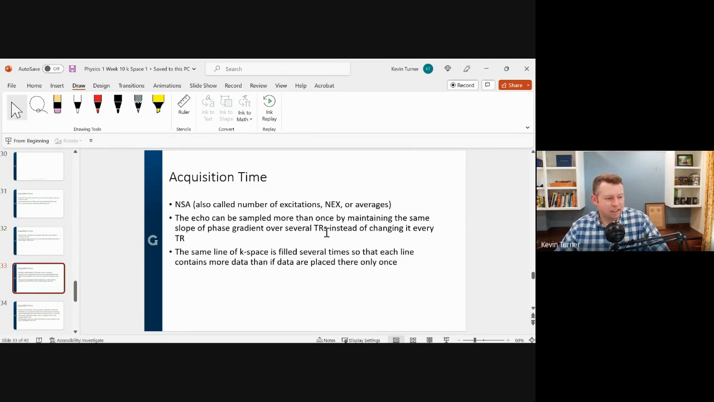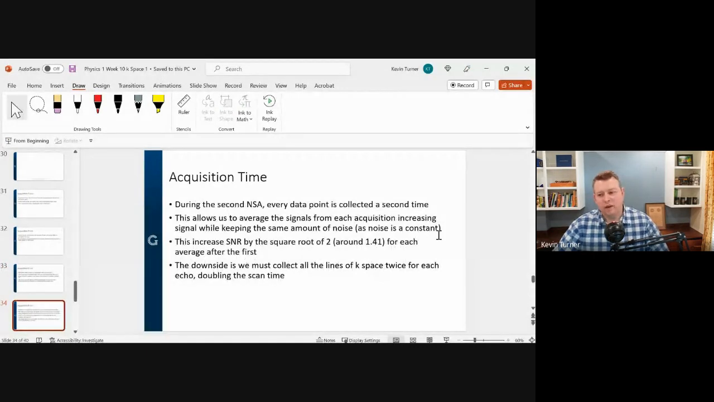And the number of excitations. Right? Echo can be sampled more than once by maintaining the same slope of the phase encoding gradient over several TR instead of changing it every TR. Right? In other words, we collect the same echo and put it into the same line of K-space. The same line of K-space is filled several times so that each line contains more data than if data is only placed there once.